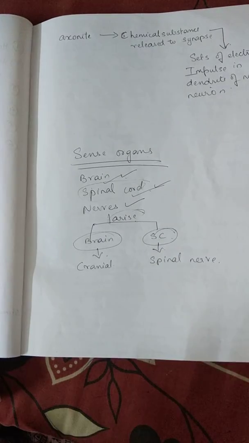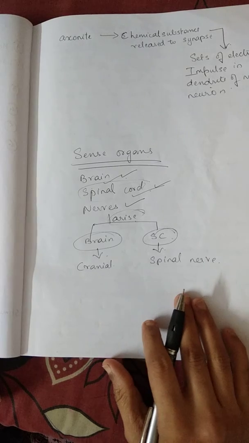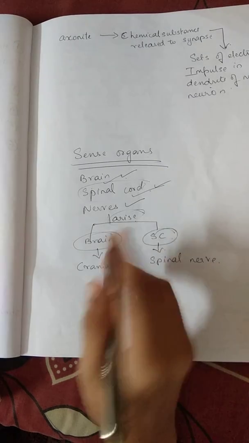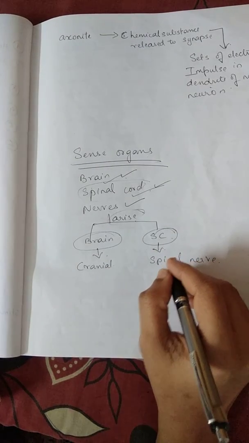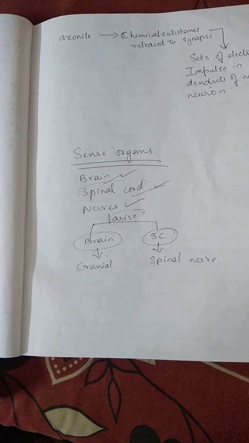So spinal nerves connect almost all parts of the body, like muscle and skin, to the spinal cord, except that spinal nerves do not link directly to the brain. Except for that, they connect to the rest of the body.